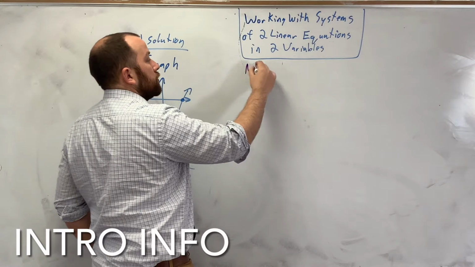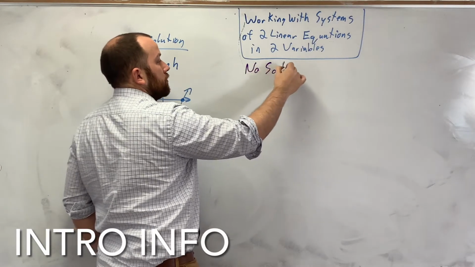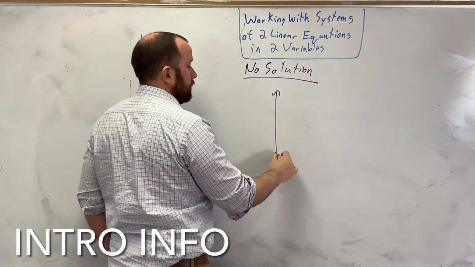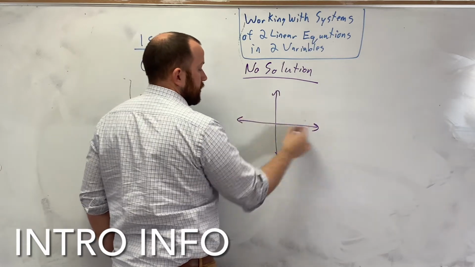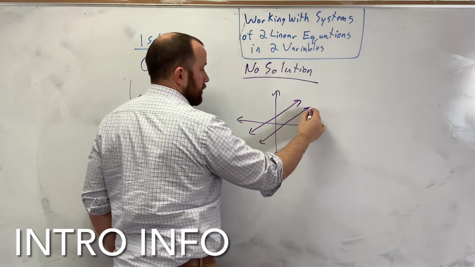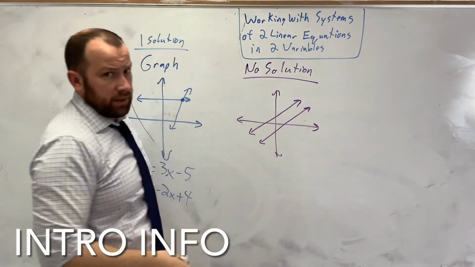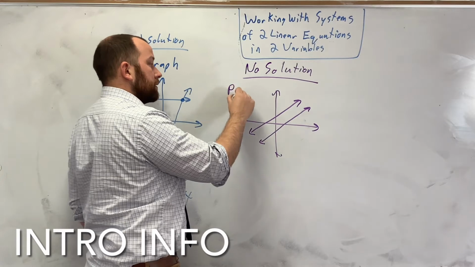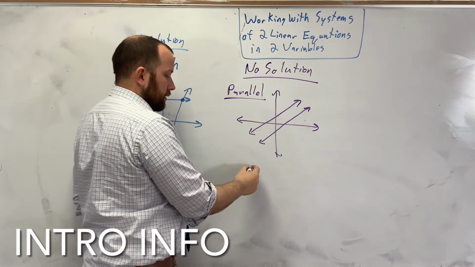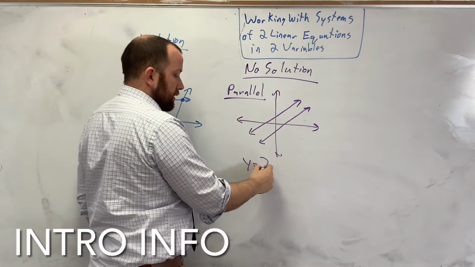is no solution. So no solution graphically will look like two lines going on forever and ever in the same direction. They're not crossed. These are called parallel lines. Graphically, it'll look like this.